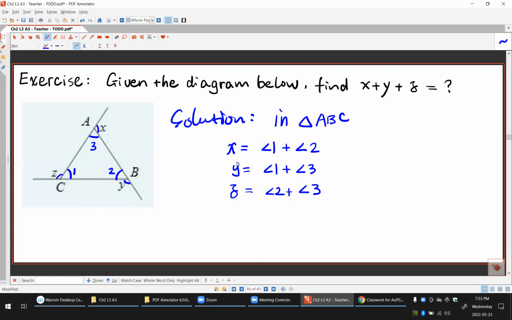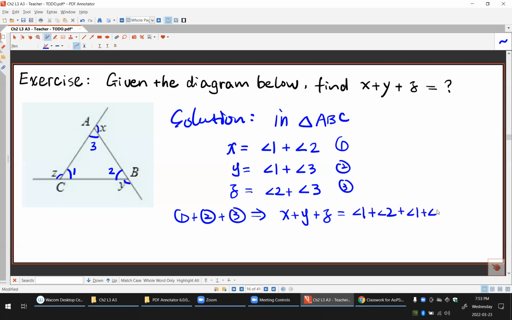In order to find the sum of x, y, and z, we can just sum these three equations, right? 1 plus 2 plus 3 gives us, on the left side, the target, x plus y plus z. The right side is angle 1 plus angle 2 plus angle 1 plus angle 3 plus angle 2 plus angle 3. Note this is just twice the sum of angle 1 plus angle 2 plus angle 3. Because we already know that angles 1, 2, 3 are the internal angles of this triangle, the sum of the three angles is 180 degrees. Therefore, the result is 360 degrees, right? You follow me? Yeah.